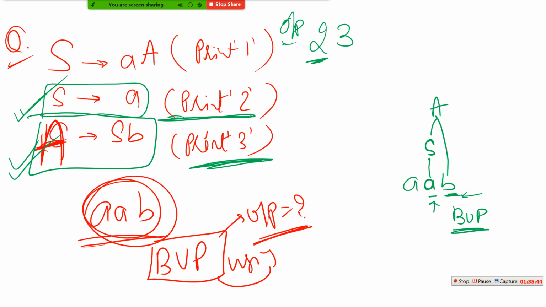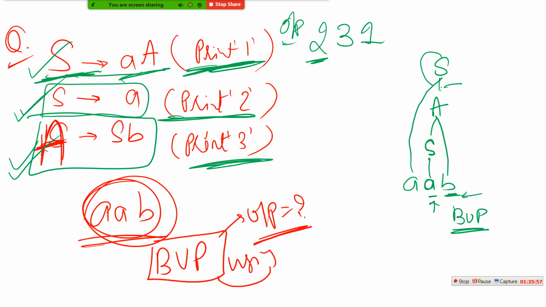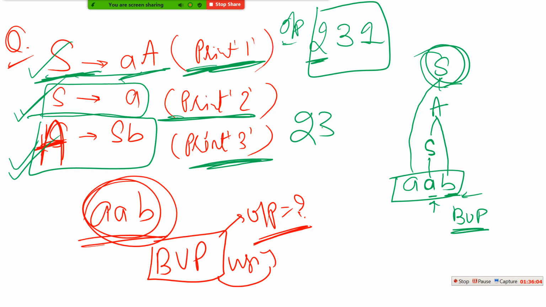What am I left with? I am left with A and A now. This A and A I got from this S. So this S is generating this A and A. What transition is it? It is the first transition, so it is going to print 1. So I got my starting symbol and I traversed my input string completely. So I got output 231.